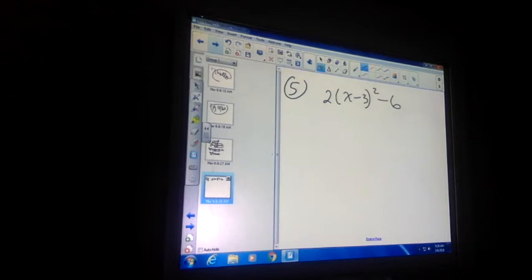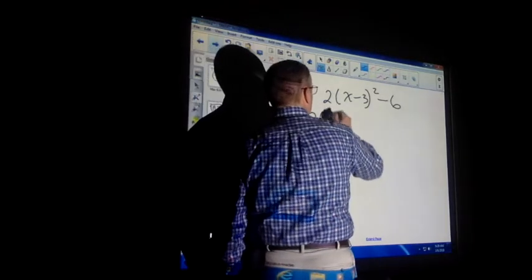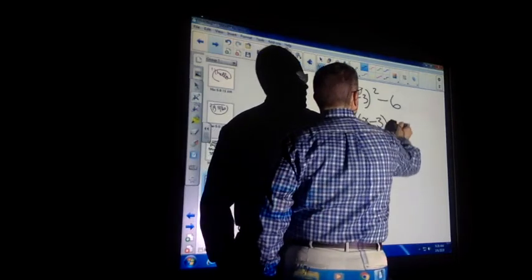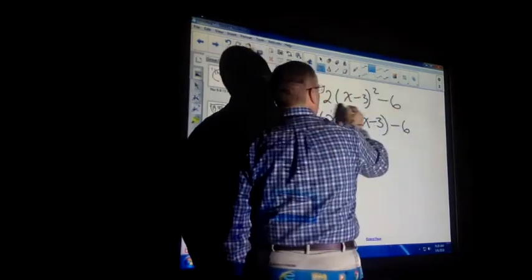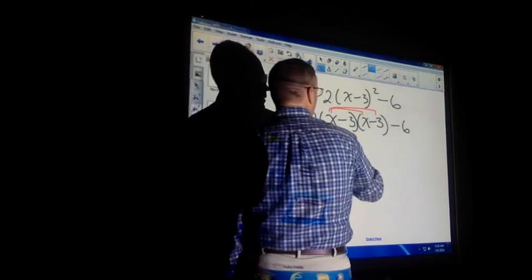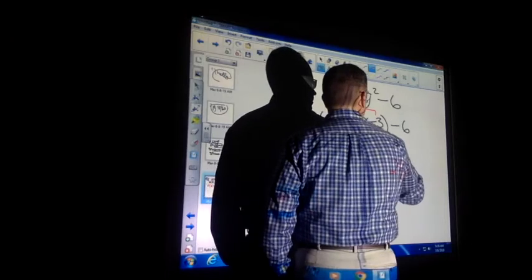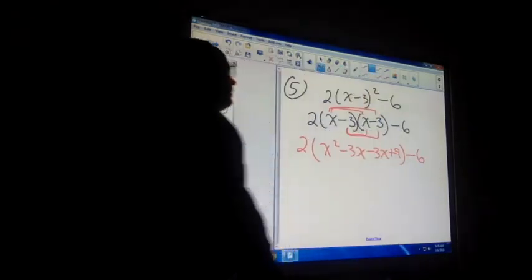All right. How many x minus 3s am I multiplying together? 2. So let's rewrite it showing that we have 2 of them there. Is that okay so far? Okay. Then we're going to distribute here. Distribute here. That all right so far?